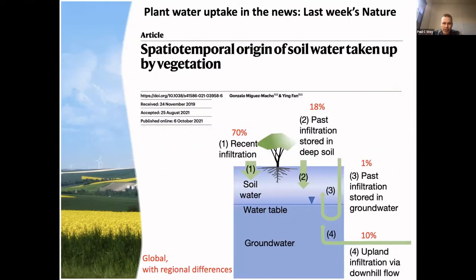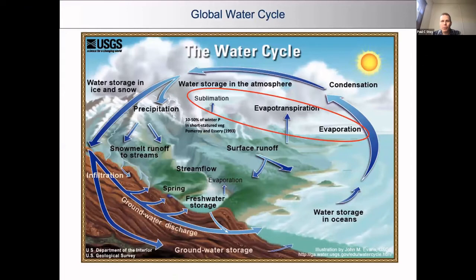There's more on plant water uptake in the news, just in last week's Nature, spatiotemporal origin of soil water uptake by vegetation, which discussed how most soil water uptake by plants comes from precipitation that fell up to a month ago. Almost 20% on average globally came from deeper soil sources, from local precipitation that fell prior to that. Only about 1% of global evapotranspiration comes directly from groundwater, and 10% is from upland infiltration that flowed downhill. As we're learning more and more about the water cycle, I'm sure some of these numbers will change. There are important regional differences, but we're continuously learning more about one of the most important cycles in our Earth system, the water cycle.